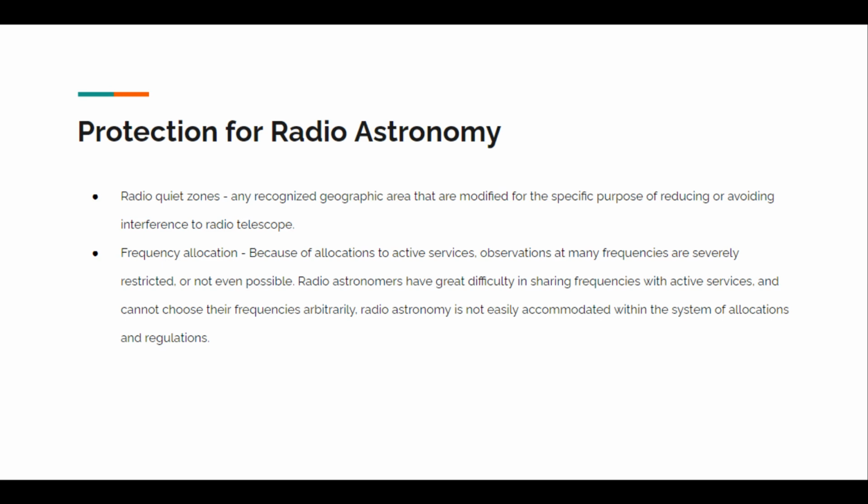Now, what could we do to protect radio astronomy from all the interference it's so vulnerable to? One method is to create more radio quiet zones, which are any recognized geographic areas that are modified for the specific purpose of reducing or avoiding interference to radio telescopes. In other words, it is to allocate a specific area designated only for the purpose of radio astronomy.